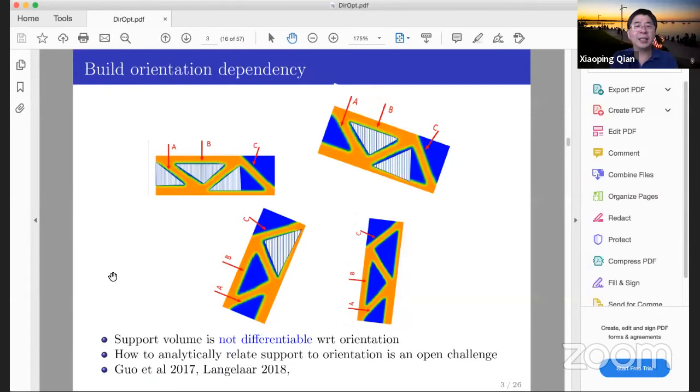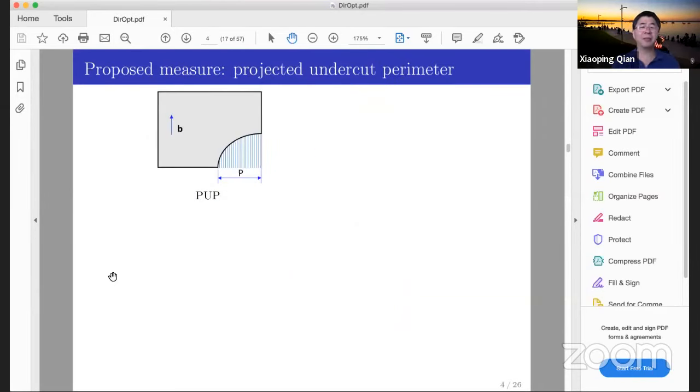And this idea is built on a concept we developed some time ago. So assume you have a design domain, this is a part, and this is build orientation B. We want to control the amount of support via this horizontal length we call projected undercut perimeter P, this shaded area. If P goes to zero, then you don't need support. So that's the basis of our work. And how do we compute that?